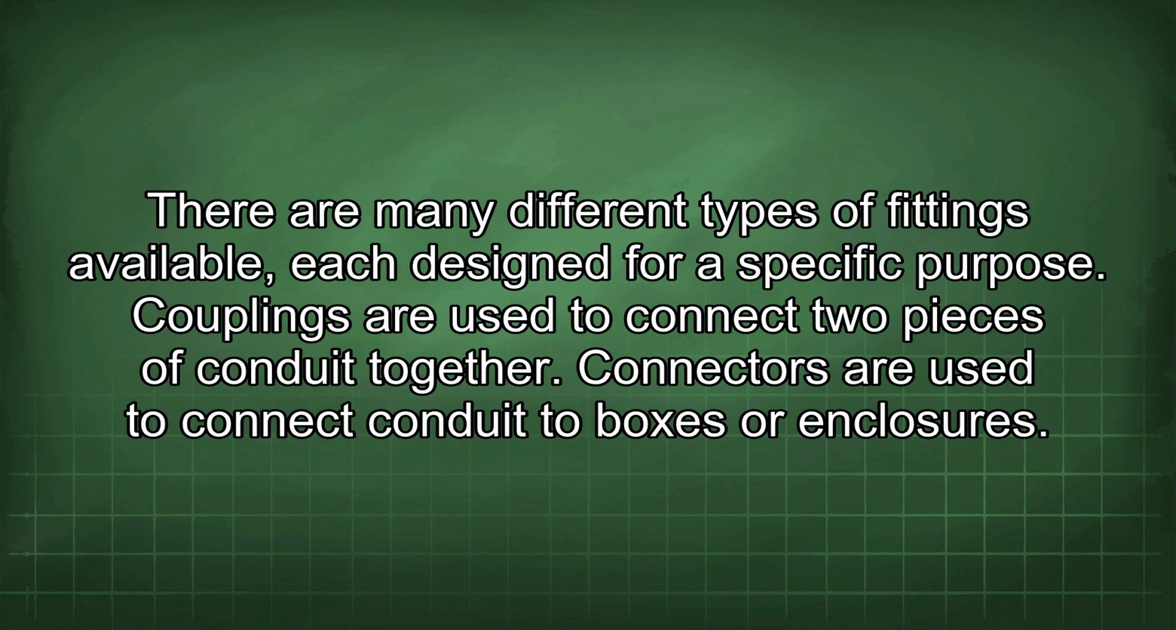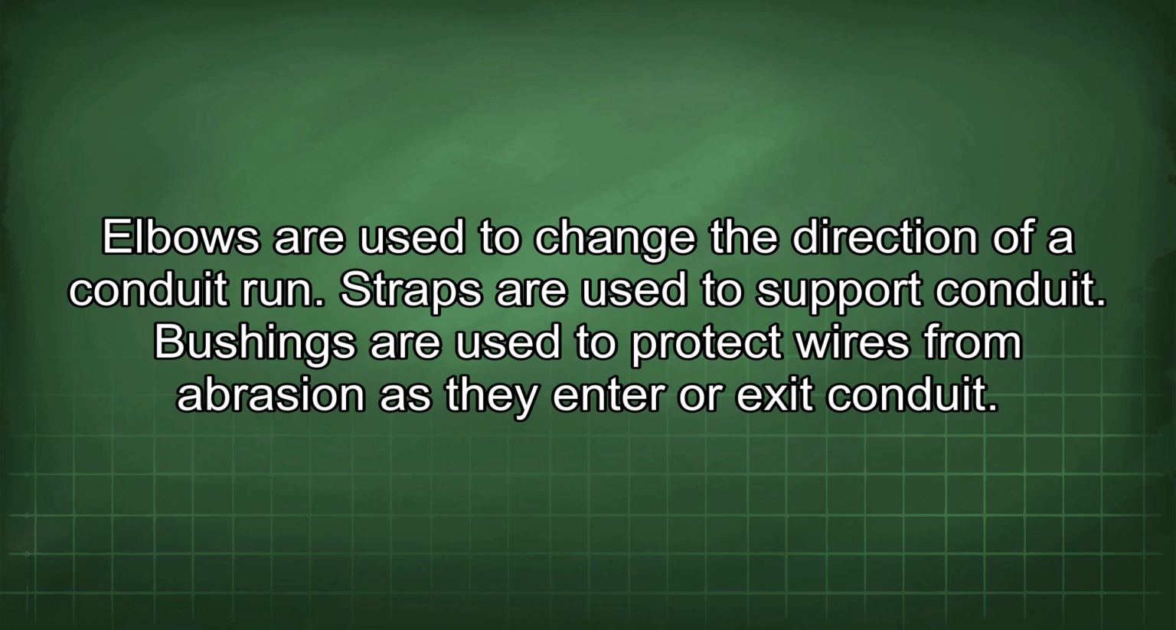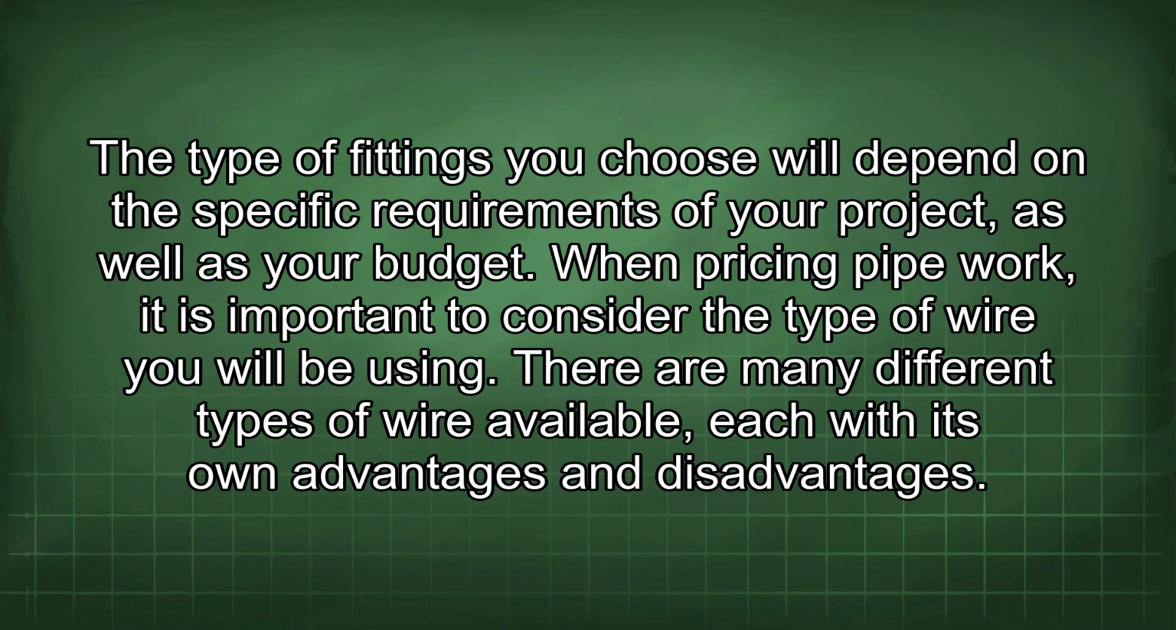Couplings are used to connect two pieces of conduit together. Connectors are used to connect conduit to boxes or enclosures. Elbows are used to change the direction of a conduit run. Straps are used to support conduit. Bushings are used to protect wires from abrasion as they enter or exit conduit. The type of fittings you choose will depend on the specific requirements of your project as well as your budget.